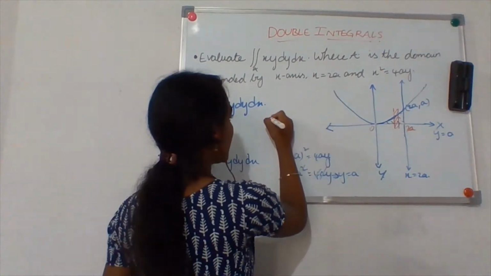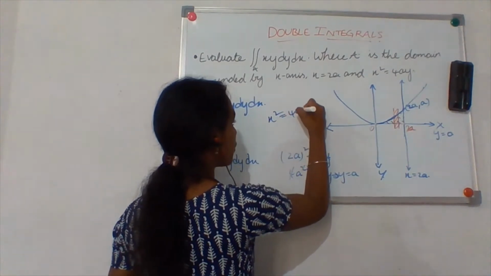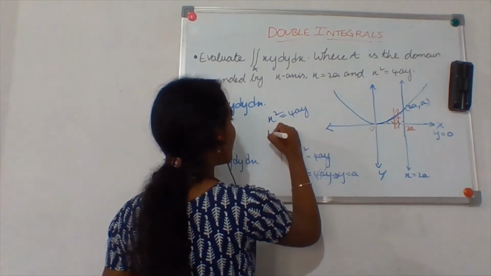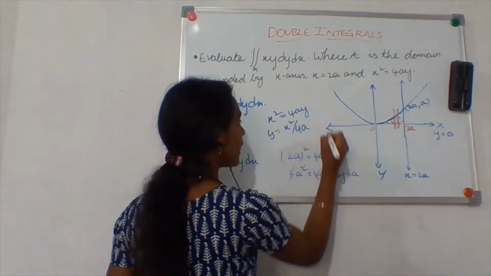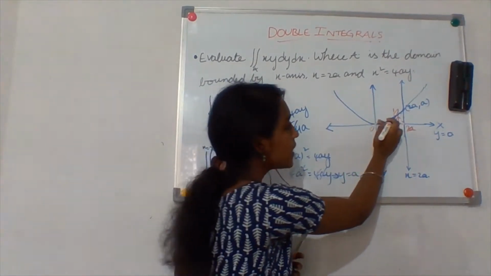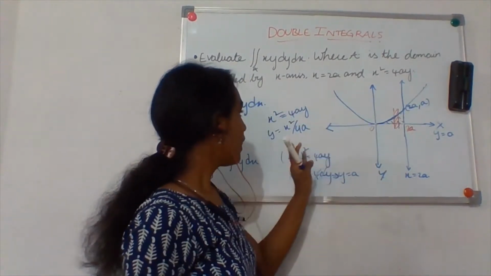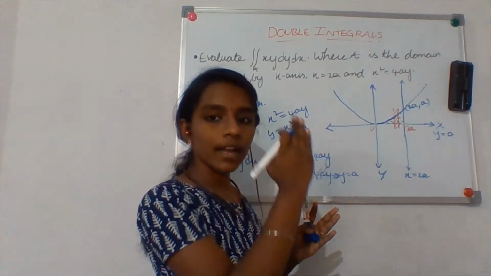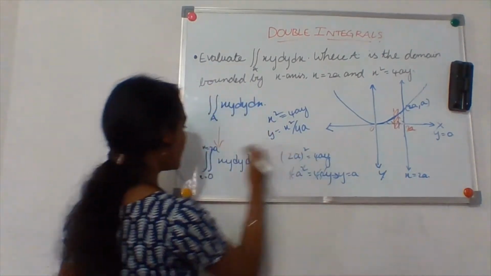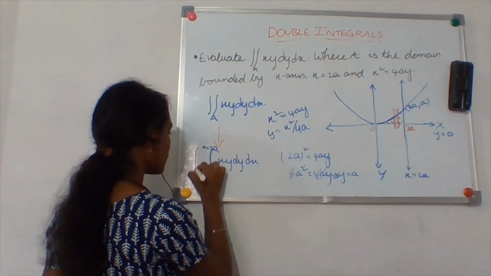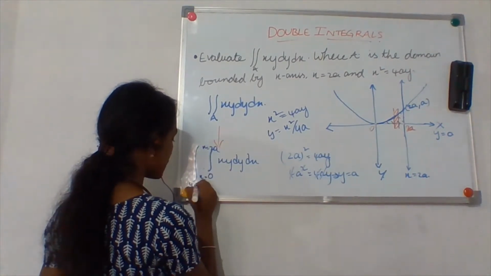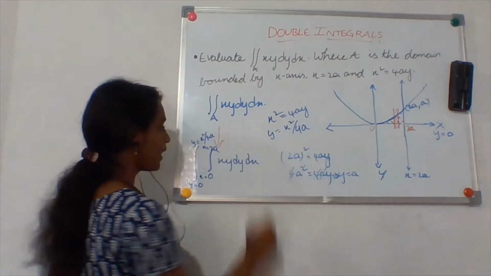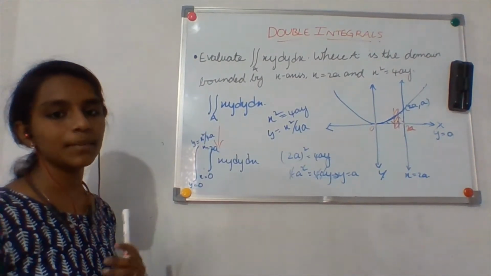The curve here is x square equals 4ay, and the strip is moving on the curve with respect to the y-axis. So y is equal to x square by 4a, and it goes from 0 to x square by 4a, because this is the curve now. So the strip is moving on the curve. So the limits of y will be, I'll write it far away, y is equal to 0 to y is equal to x square by 4a. So these are the required limits.